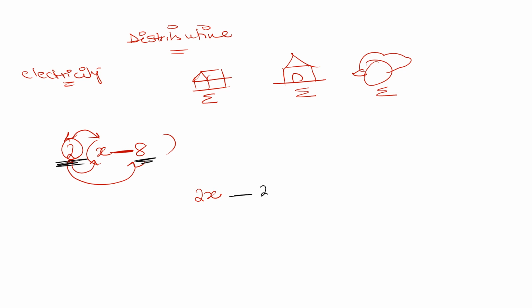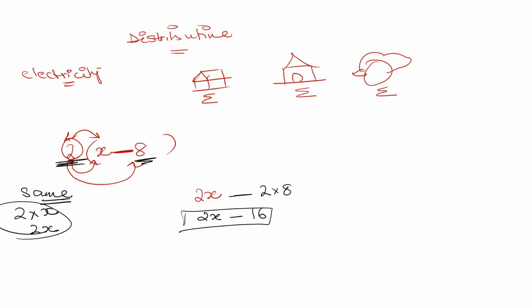2 and 8. But I cannot write 2 and 8 like this because it becomes 28. Because I am multiplying, I put a multiply sign. Here you can write 2 multiply x or you write 2x. They both are the same thing, so it is better to avoid the multiply sign. Now 2x write as it is, minus 2 times 8 gives me 16. So this would be my answer.